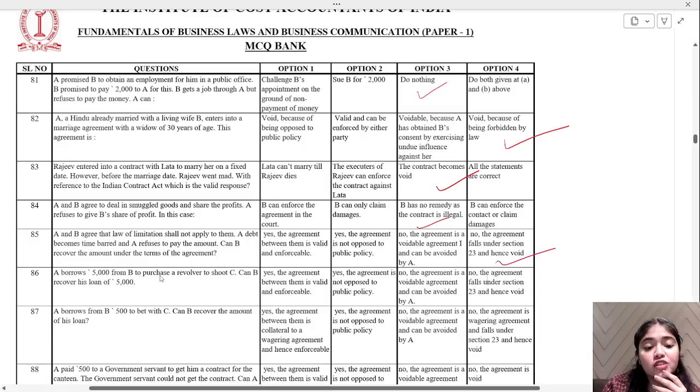A borrows 5,000 from B to purchase a revolver to shoot. Can B recover his loan of 5,000? Can you do it? No. Why can't you do it?